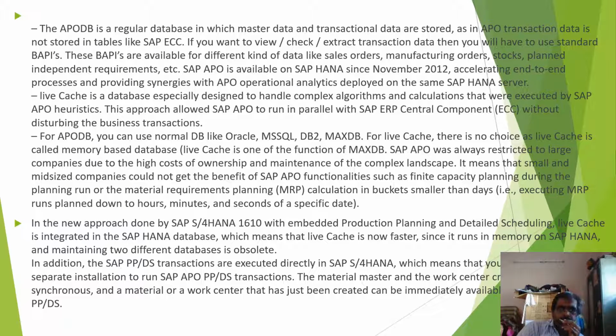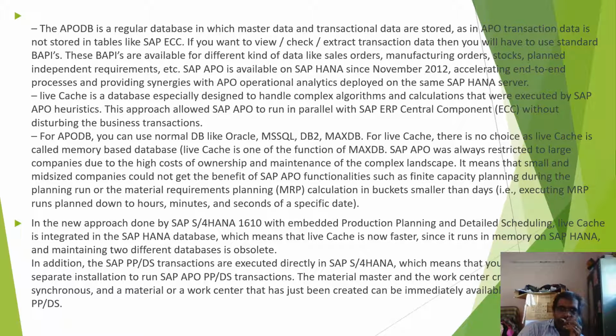So the SAP APO database, APODB, is a regular database in which master data and transactional data are stored. In SAP APO, transaction data is not stored in tables like in SAP ECC. If you want to view, check, or extract transaction data, you will have to use standard BAPIs. These BAPIs are available for different kinds of data like sales orders, manufacturing orders, stocks, planned independent requirements, etc.